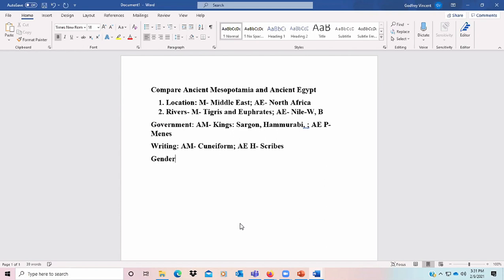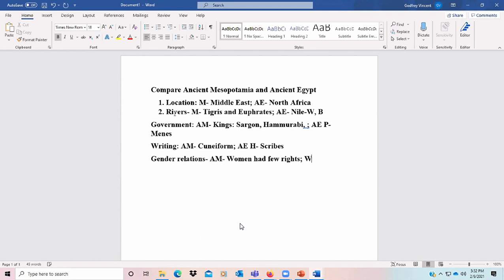Gender. Somebody tell me about gender relations in both civilizations. Can anyone tell me about gender relations? The women didn't have as many rights as they do today. So in ancient Mesopotamia, women had few rights. What about ancient Egypt?